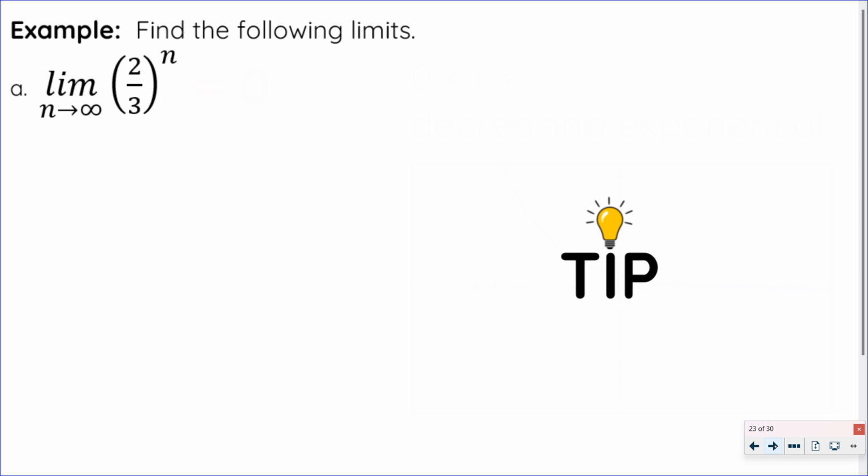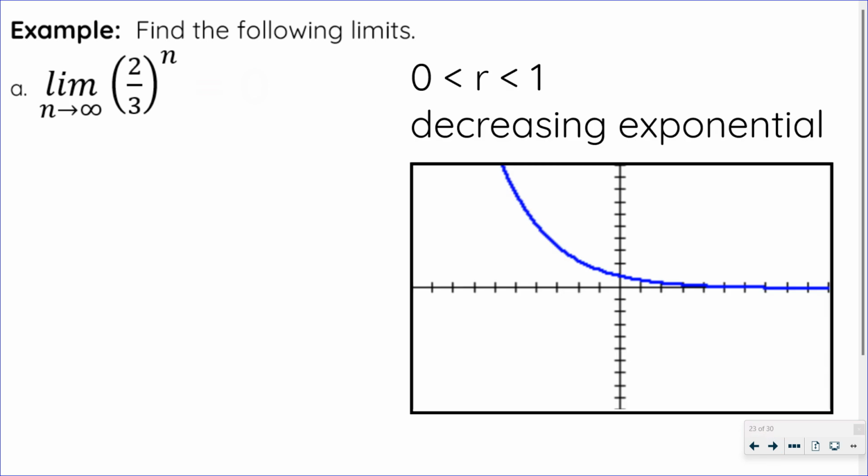Looking at my first one here, the limit as n approaches infinity of 2/3 to the n. The first thing I look at is my base, and my base is a number between 0 and 1, which tells me I have a decreasing exponential function. So the limit as n approaches infinity of that is going to approach 0.